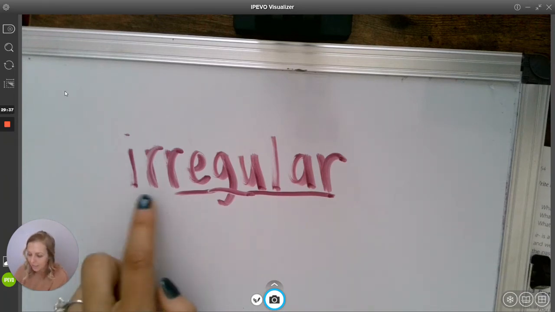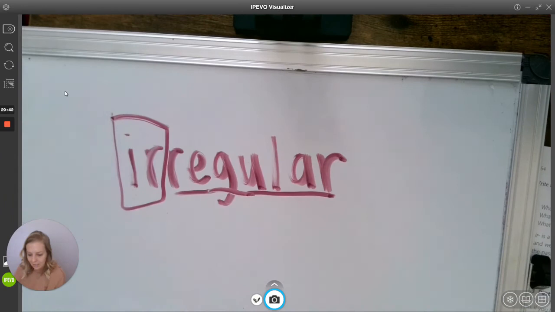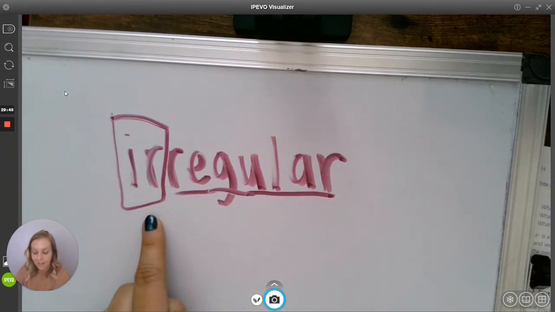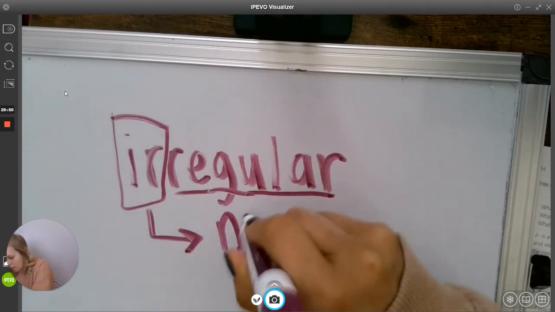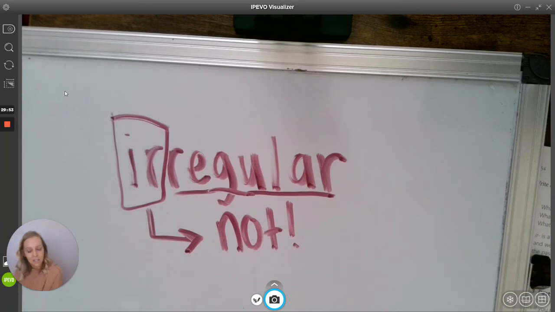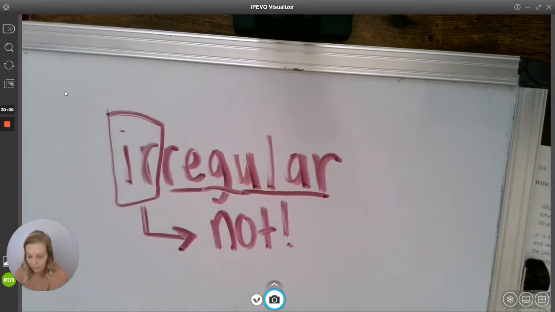Yeah. Ir, right here. Ir is a Latin prefix that means not. It means not, so not regular. Very good. An irregular verb is not regular, so we do not add ed to make it past tense. These verbs show the past tense by changing in some other way. Like most modern languages, English has quite a few irregular verbs.